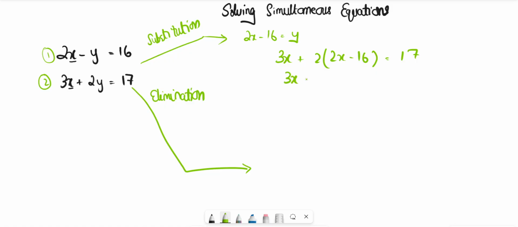Okay, let's solve it. 3x plus 2 into 2x is 4x. 2 into minus 16 is minus 32, equals 17. Now what will we do? We will add the x terms together, 7x, and we will shift the non-x terms to the other side of the equation: 17 plus 32, right? 7x equals 49 and x equals 7, because 49 divided by 7 is 7, right? Now we have the value of x. Now we need to find the value of y. What will we do?